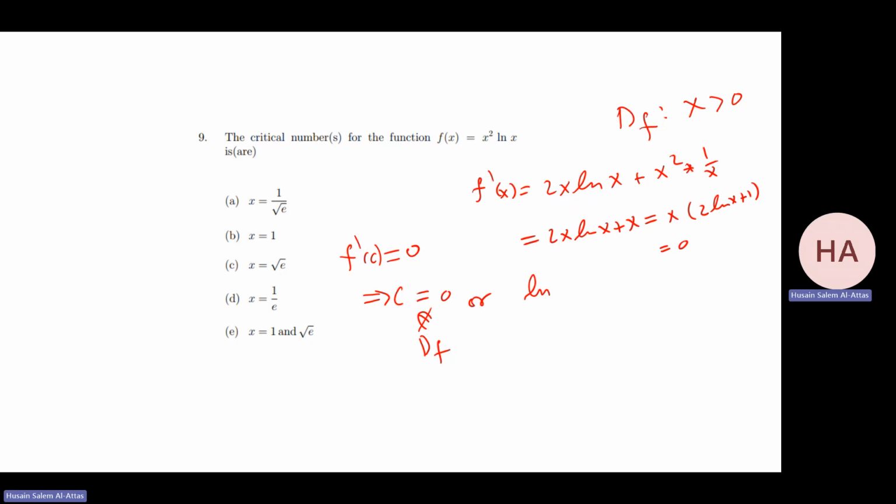Give me this. Or ln c equal minus half. That implies c equals e to the minus half, which is 1 over square root of e, which belongs to the domain of f, since it's positive. So that's the only one.